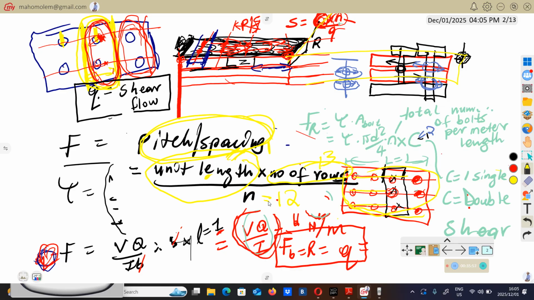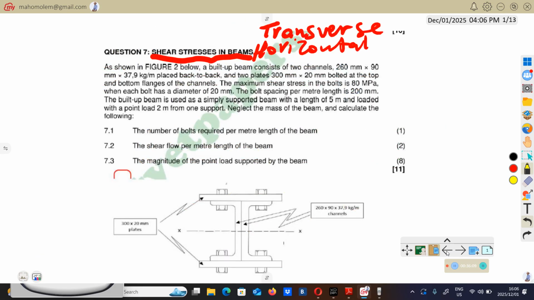Now we can check our problem. Back to our problem, 7.1. You will read that question. 7.1. Yeah, it's too thick.